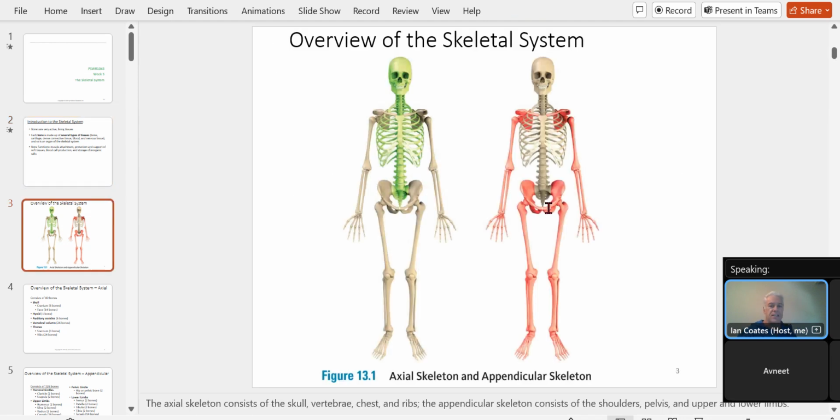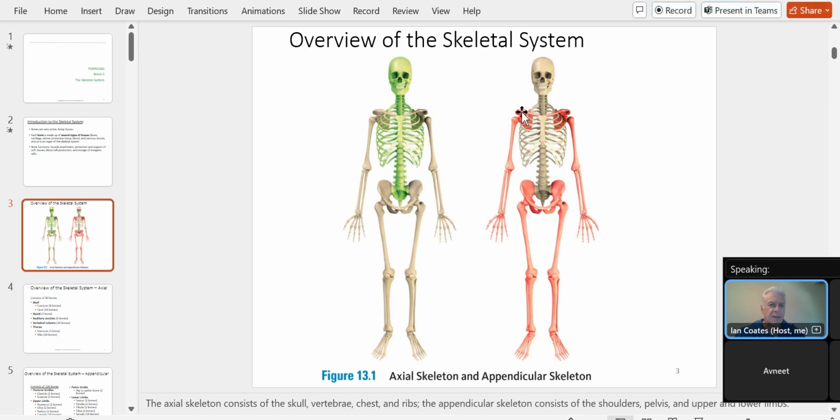Overview of the skeletal system. We have the axial and appendicular skeleton. You'll see that the axial skeleton is just the head, spinal column, and rib cage. There's no movement associated with it. Sure, we can move our head, but when I say movement, I mean locomotion.